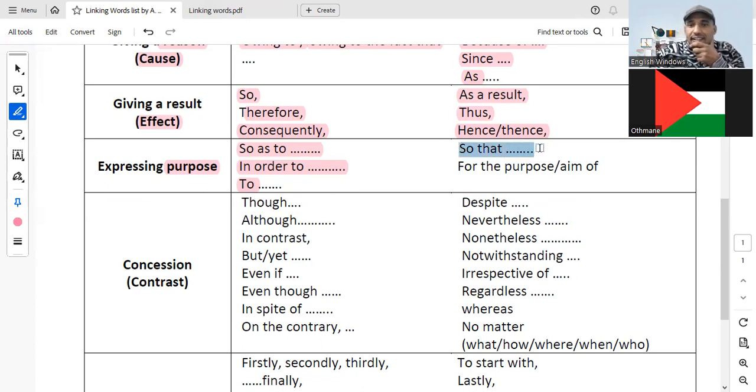So that, after "so that", "so as to", "in order to", "to", we have a verb. With "so that" you need to have a complete, or independent, clause, a sentence with complete meaning. I will say here, I work hard so that I will succeed. "I will succeed" is a complete sentence. So after "so that" you have a complete sentence.